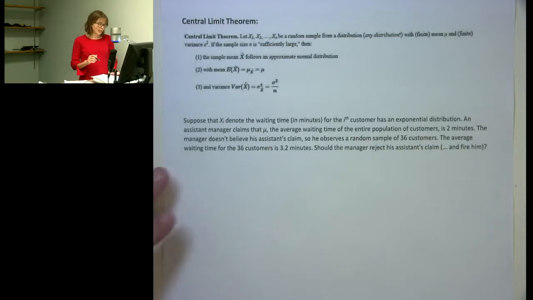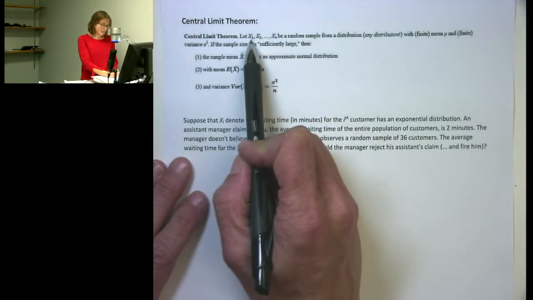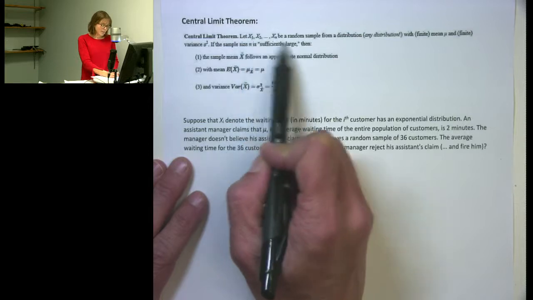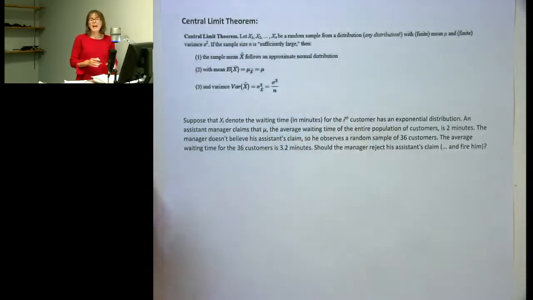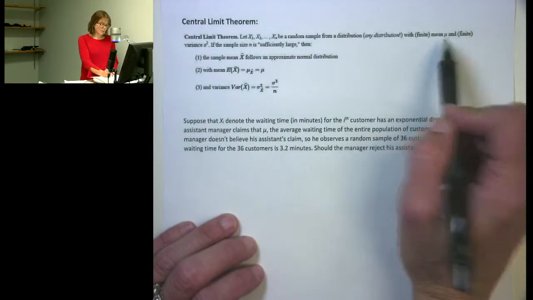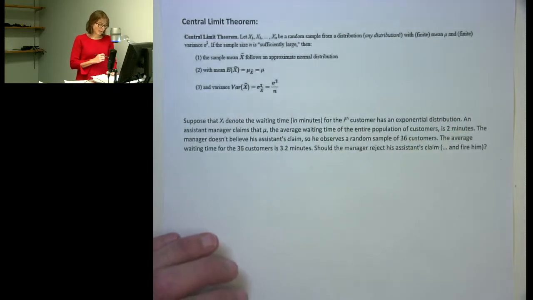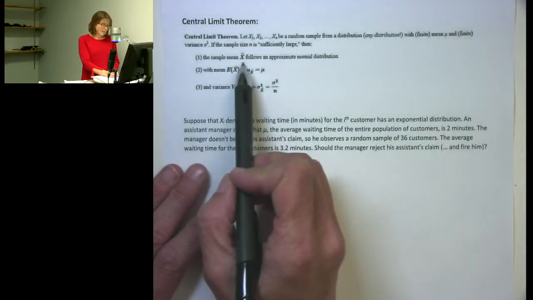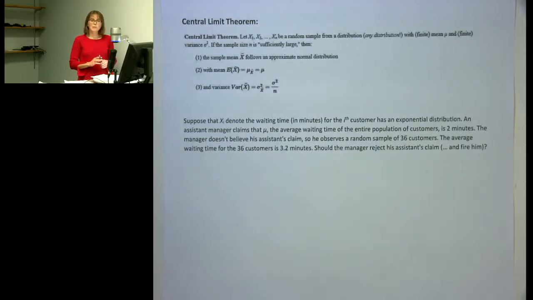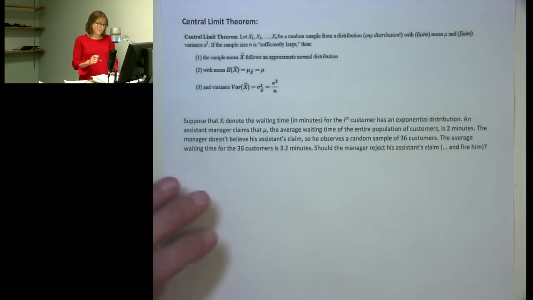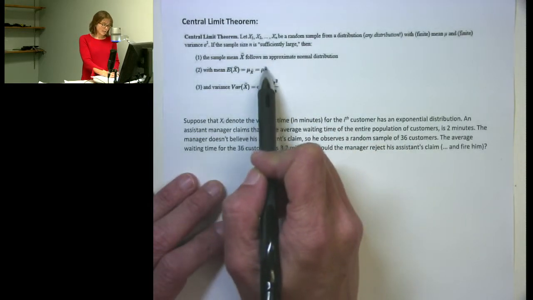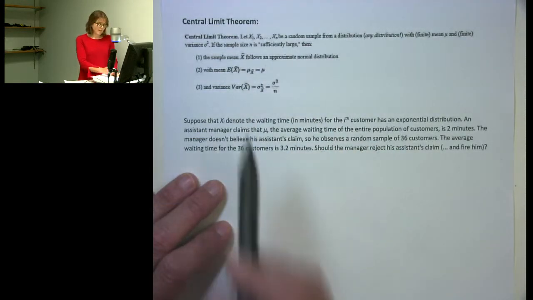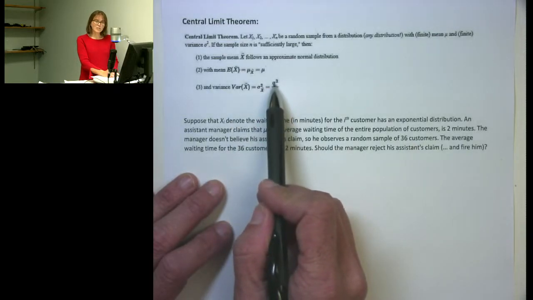But the central limit theorem tells us that if we take a sample of size n from a distribution, any type of distribution, it doesn't have to be normal, with a finite mean mu and a finite variance sigma squared, and as long as the sample size is large enough, then the sample mean x bar follows an approximately normal distribution. The mean of that distribution is at the population mean mu, and the variance is the population variance divided by n.